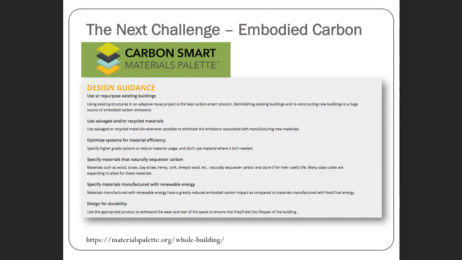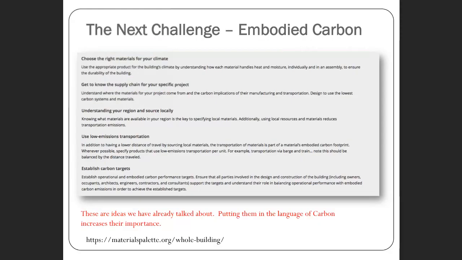specified materials that naturally sequester carbon, right? Those would be renewable or rapidly renewable materials, specified materials manufactured with renewable energy. So again, if you're the designer, in your specifications you can call out that materials must have such and such percentage of renewable energy used in their production. Design for durability, right? Make a quality, long-lasting building. Materials that are appropriate for the climate, supply chain, source locally, et cetera, right?